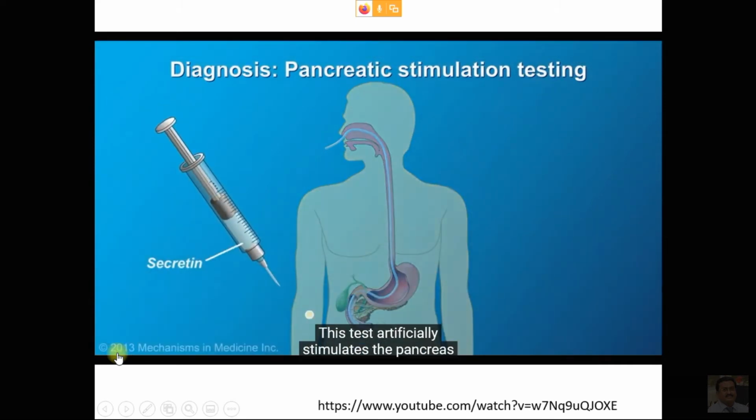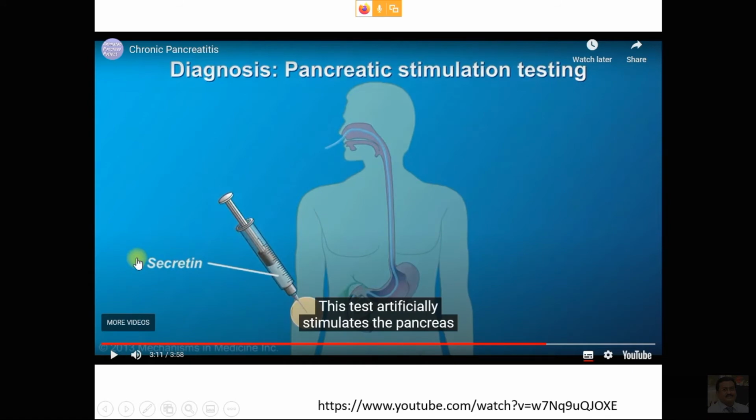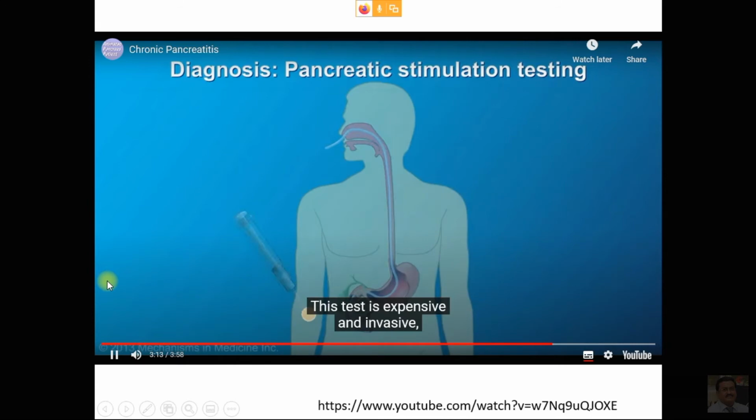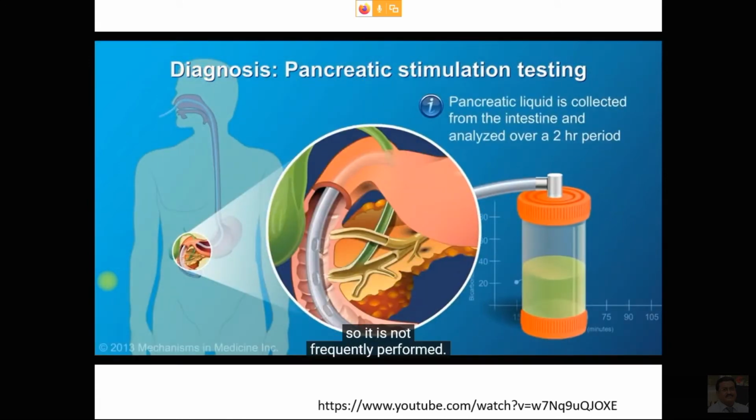This test artificially stimulates the pancreas. So in the clinical diagnostic test, if the doctor is prescribing a test to you, the main common test is the pancreatic stimulation testing, and they will insert a substance called secretin. This secretin is inserted through the endoscopic tube. They insert the tube till the duodenum, and near the duodenum they release the secretin, which stimulates the pancreas. This test is expensive and invasive, so it is not frequently performed.